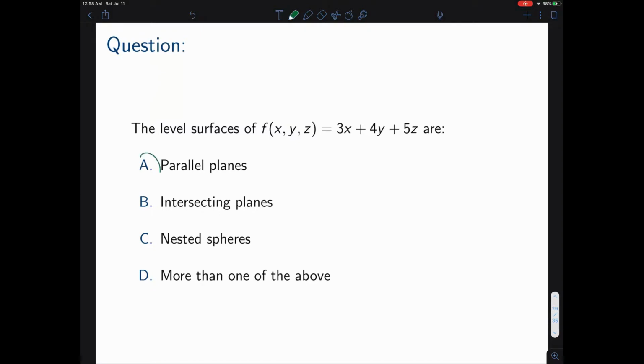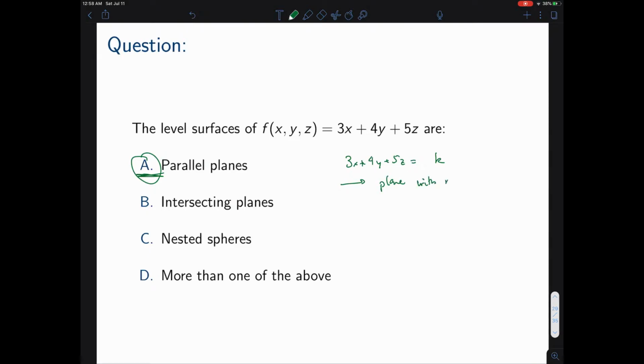The answer is A. They are parallel planes. So 3x plus 4y plus 5z equals a constant. That gives you a plane with normal vector 3, 4, 5. They all have the same normal vector, so they're all parallel planes. So you get these stacked up parallel planes that all have the same normal vector.